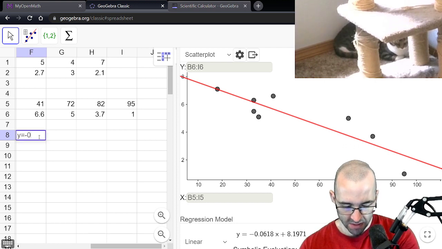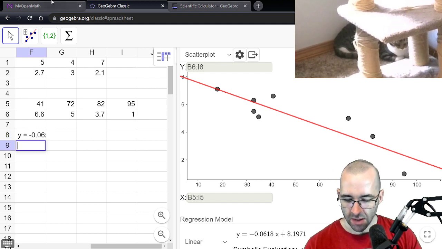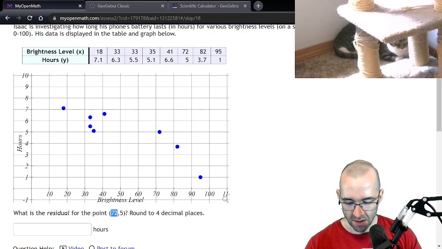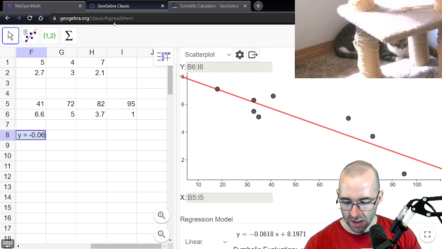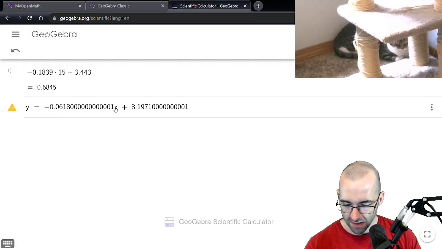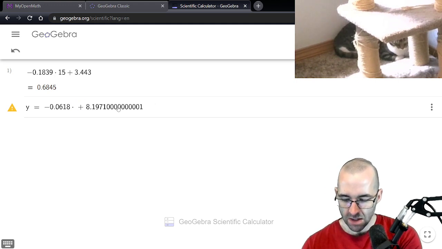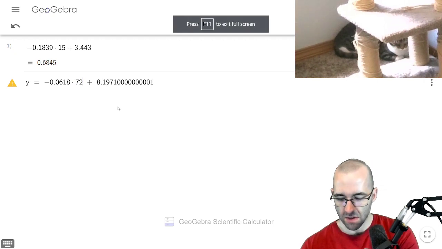Y equals negative 0.0618 x plus 8.1971. So we need the predicted amount at that x coordinate. What's the y value at that x coordinate? So we plug in 72 into the regression line. When I copy and pasted it, it did something a little weird with rounding. Times 72.